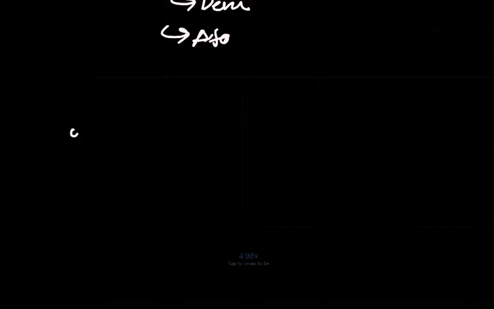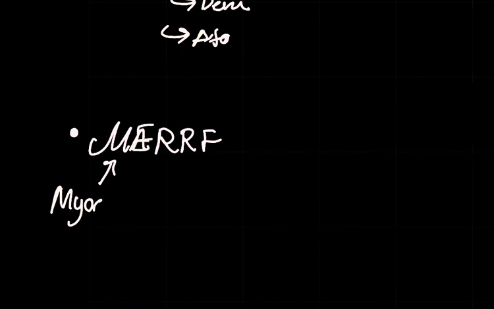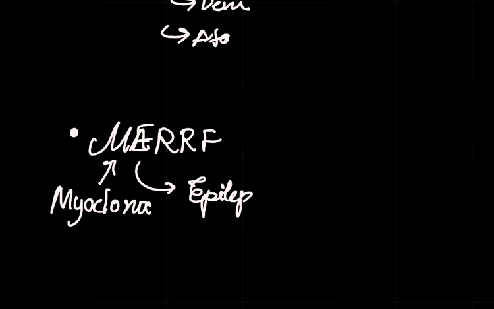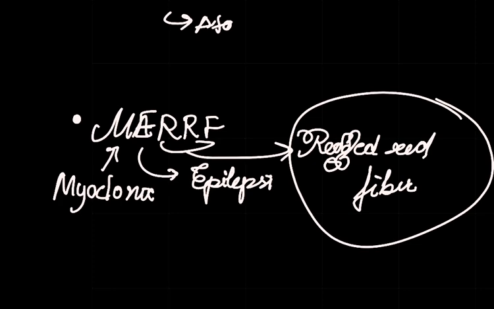Another is MERRF. It is myoclonic epilepsy and ragged red fiber. Actually, these are fiber-like structures seen in the cell under the microscope, which denote a lot of abnormal mitochondria. So obviously, you will be observing ragged red fiber in this disease.